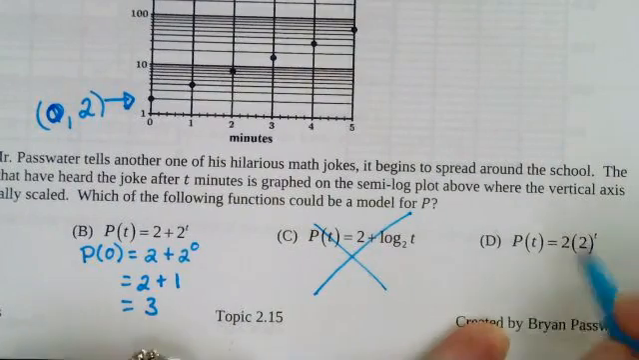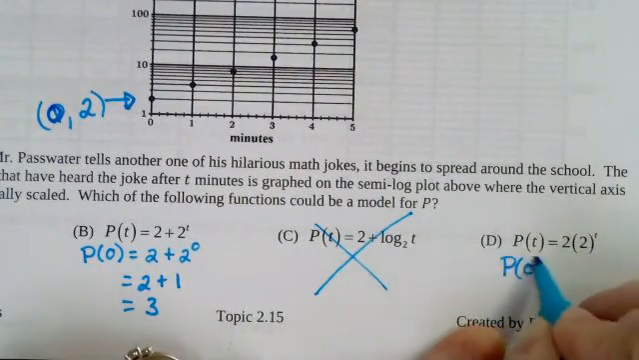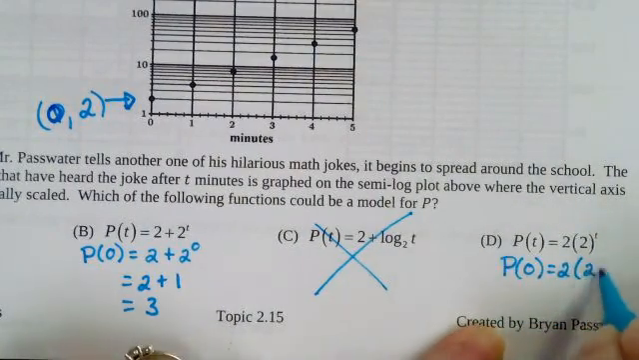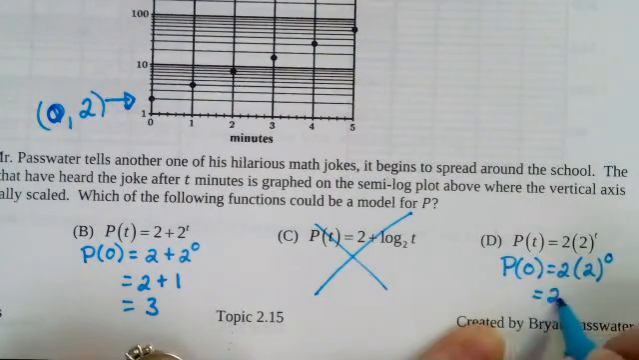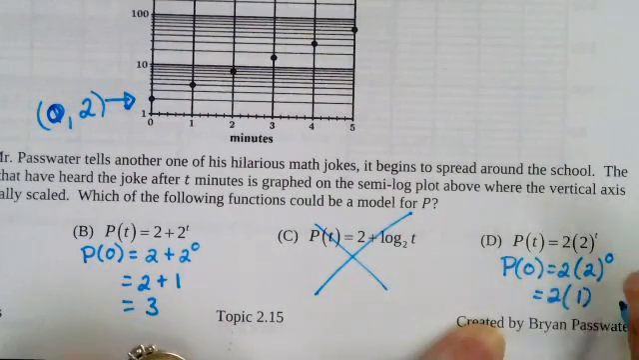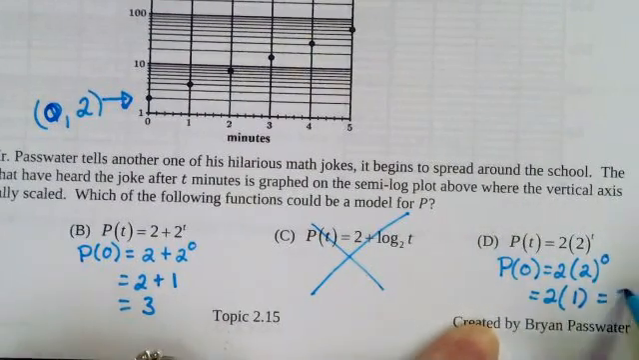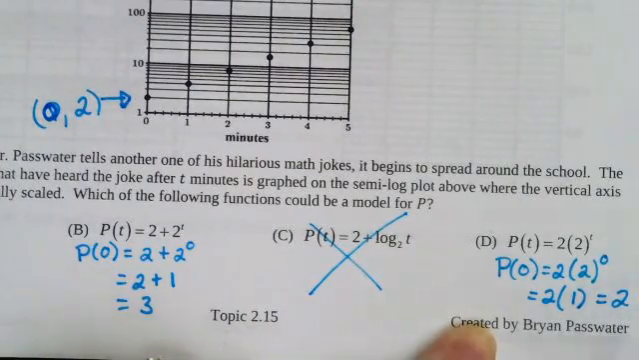Go look at D. We're going to do the exact same thing. P of 0, and this is 2 times 2 to the 0. Well, 2 to the 0 is 1. 2 times 1 is 2. And that is the one that I wanted. That is my answer. Okay?